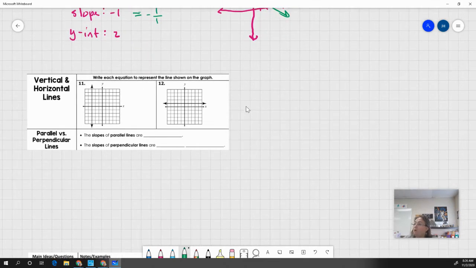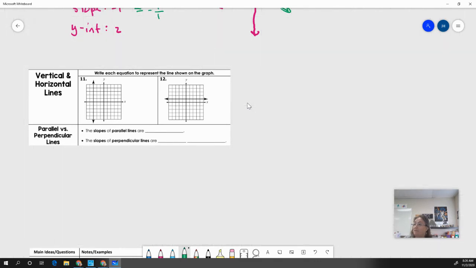Now we talked about our neutral slopes, right? We have the 0 and we have the undefined. Okay, so let's talk about vertical and horizontal slopes. Write each equation to represent the lines shown on the graph. So if we're looking at number 11 right here, and we need to write an equation for this graph, this would be x equals -3. That would be the equation for the graph of this line.